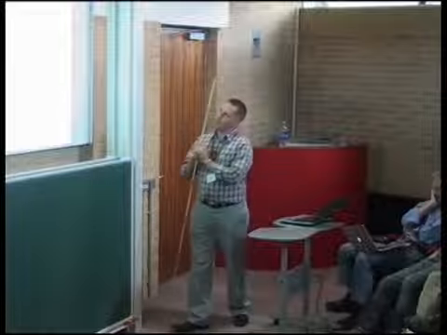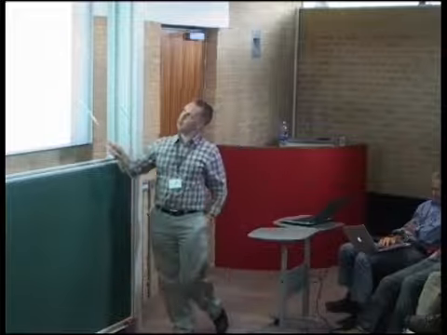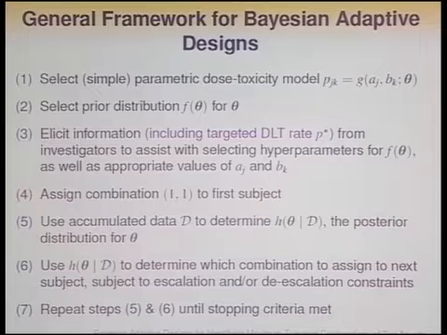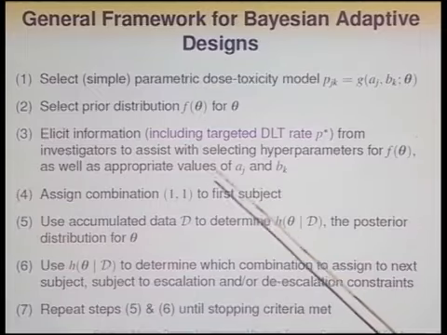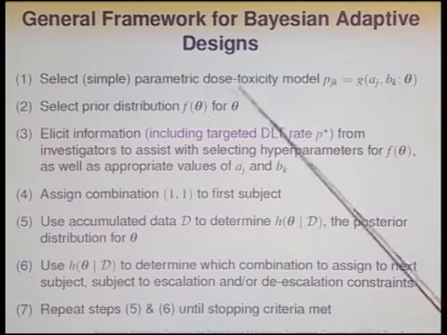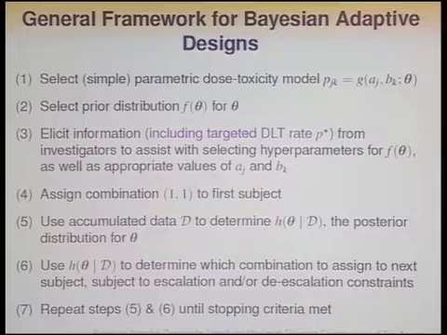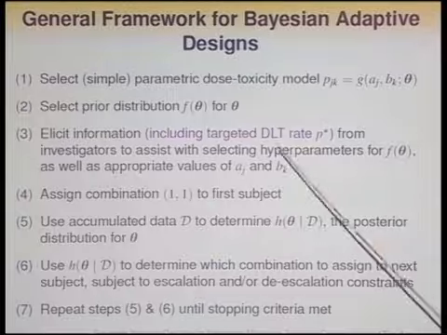Bayesian adaptive design. Again, here's just an outline. Pick a simple model for how the 2 agents are going to impact the probability of DLT. And as I get to the end of my talk here, there are lots of us working in this area, and we all seem to pick different models, but it's not clear to me that any of us is doing any better than the rest of us.